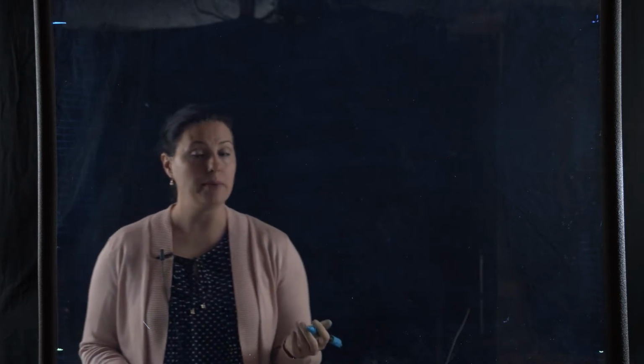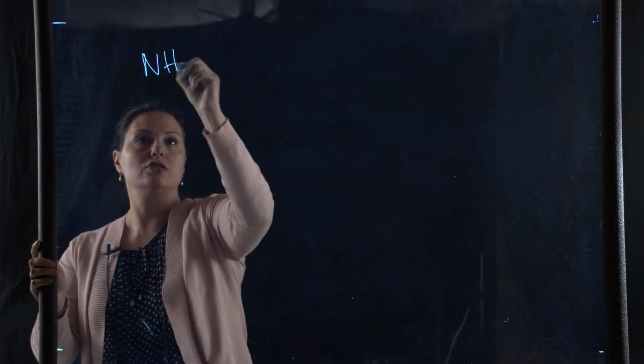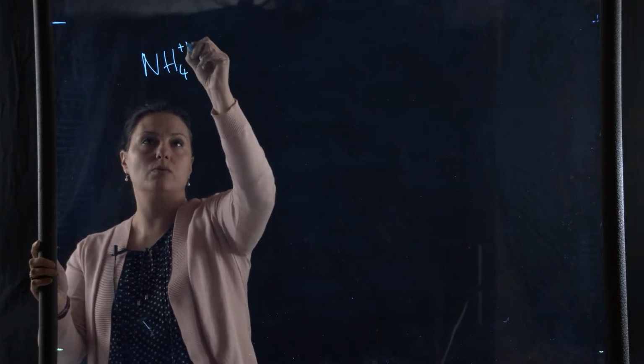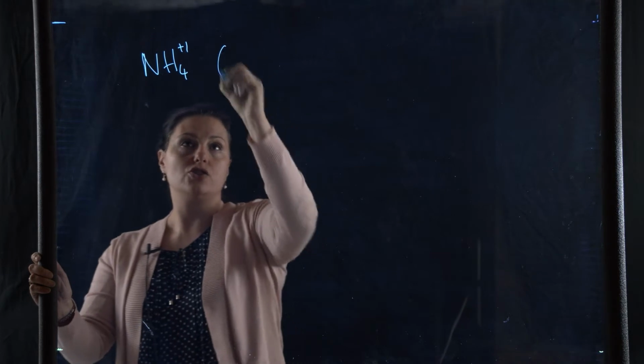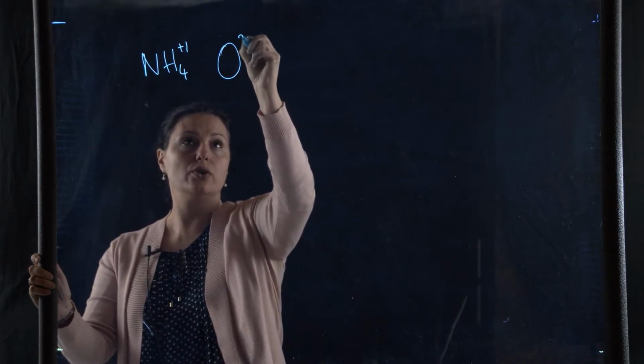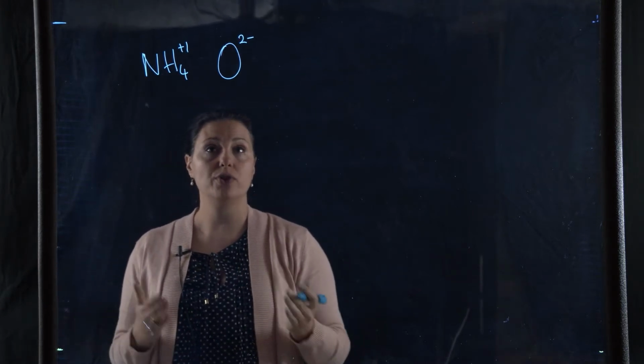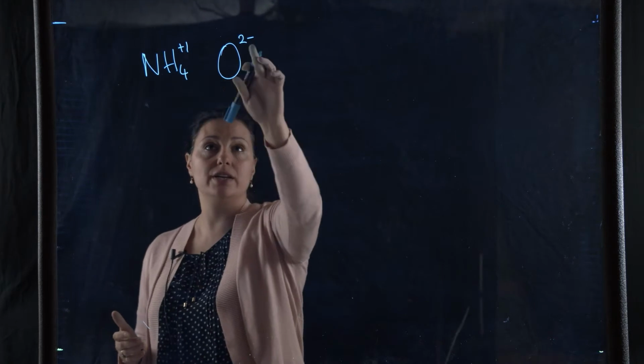Okay, let's look at some more problems on how to write chemical formulas when we have the ions. We have ammonium and oxygen. Ammonium is a polyatomic ion that you have to memorize, and it's NH4 with a charge of +1. And then oxygen, and we said oxygen is a group 6, so it always has a 2- charge. Now as it is written, I cannot put them together because I have a +1 here and a 2-.